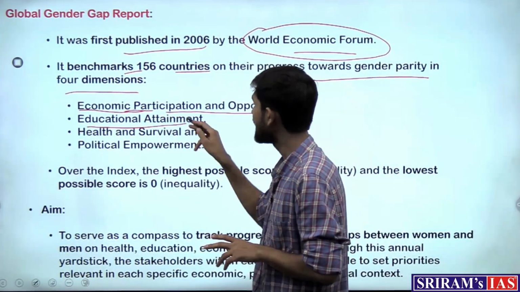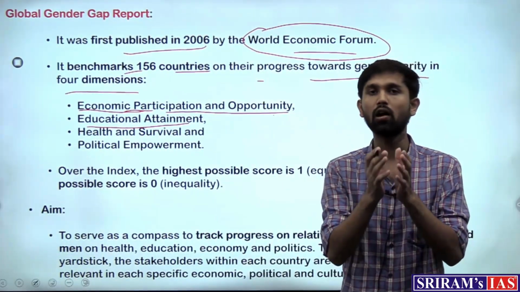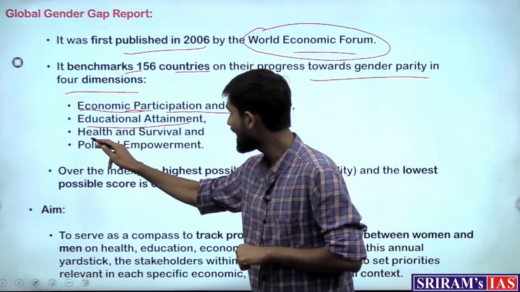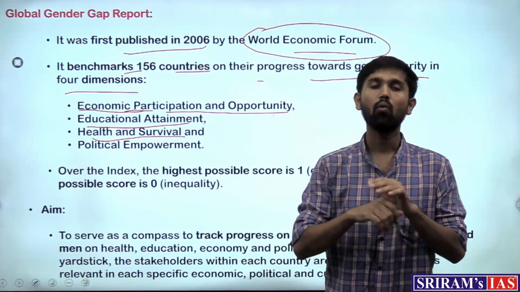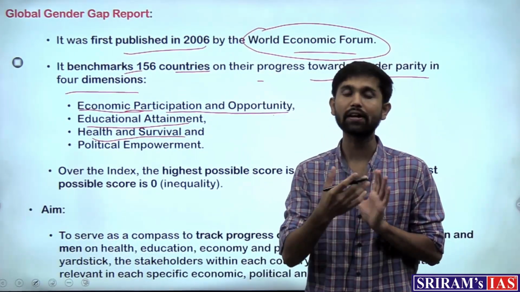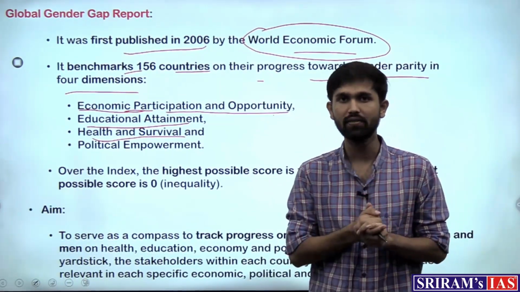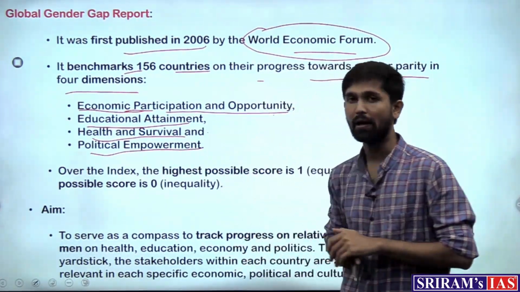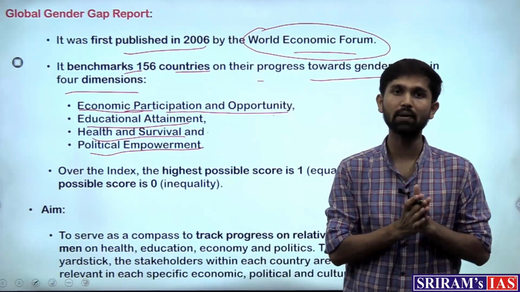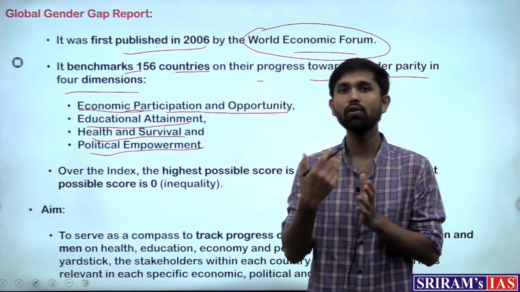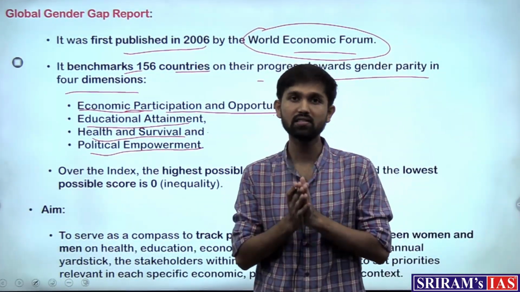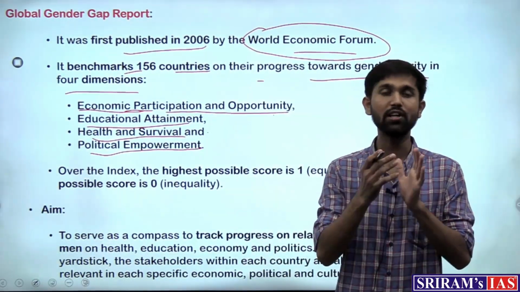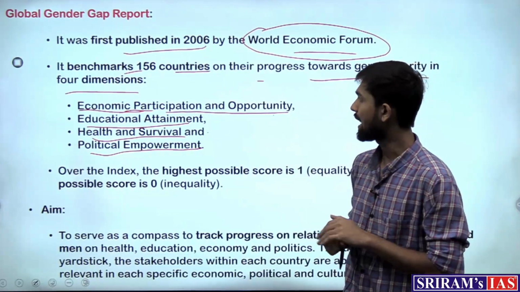Second is educational attainment, the status of opportunity for attaining education for all people. And third is health and survival, which means what are the facilities that are there to ensure better health and to ensure survival of all the genders. And fourth is political empowerment, which means that on the political representation front, what is the status of all the genders and what interests are being advocated. So on these 4 parameters, the Global Gender Gap Index releases its ranking.